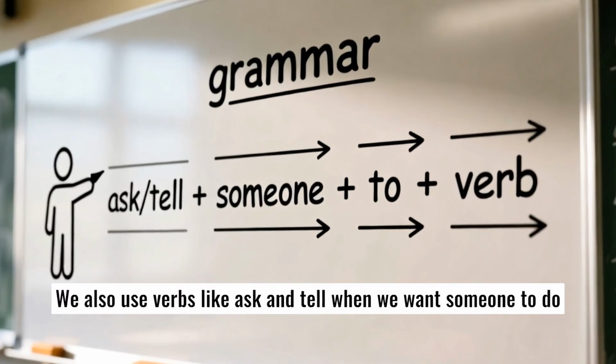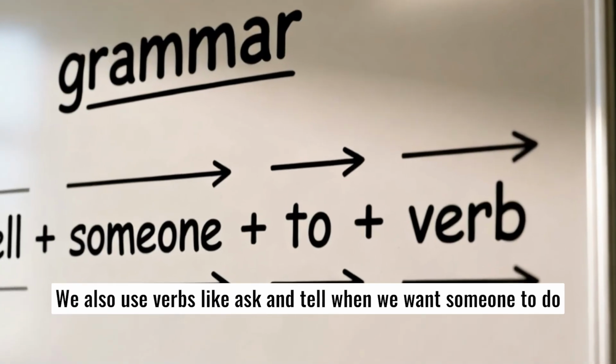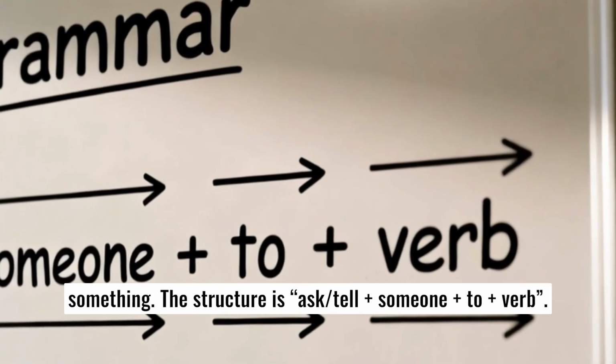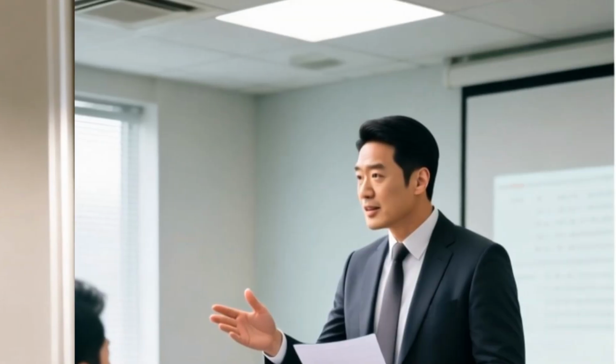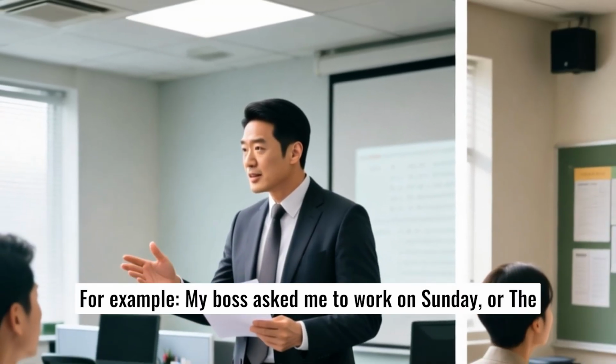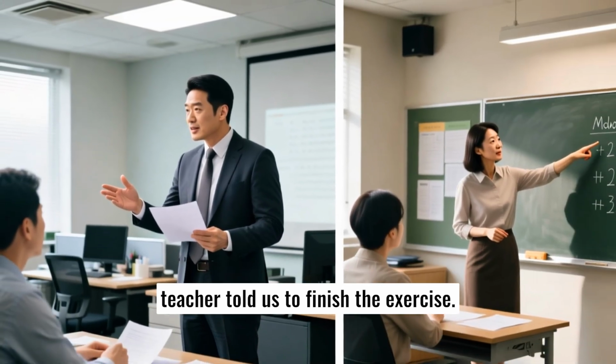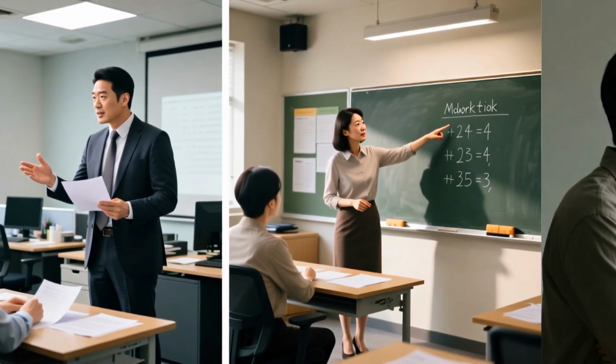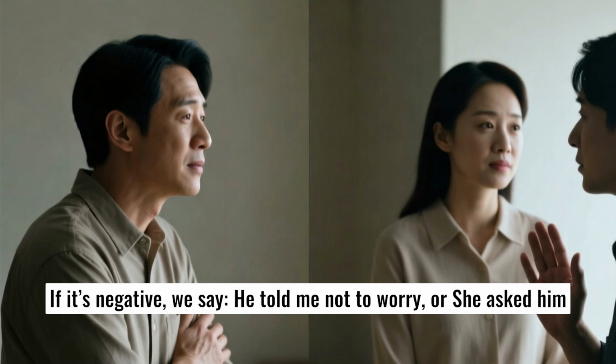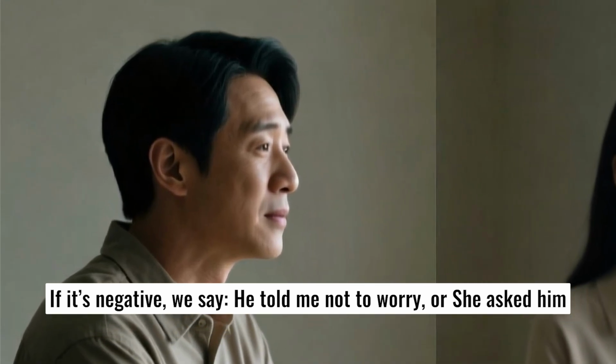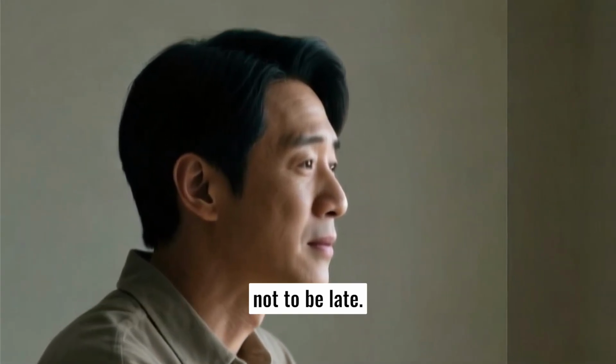We also use verbs like ask and tell when we want someone to do something. The structure is ask or tell plus someone plus to plus verb. For example, my boss asked me to work on Sunday, or the teacher told us to finish the exercise. If it's negative, we say he told me not to worry, or she asked him not to be late.